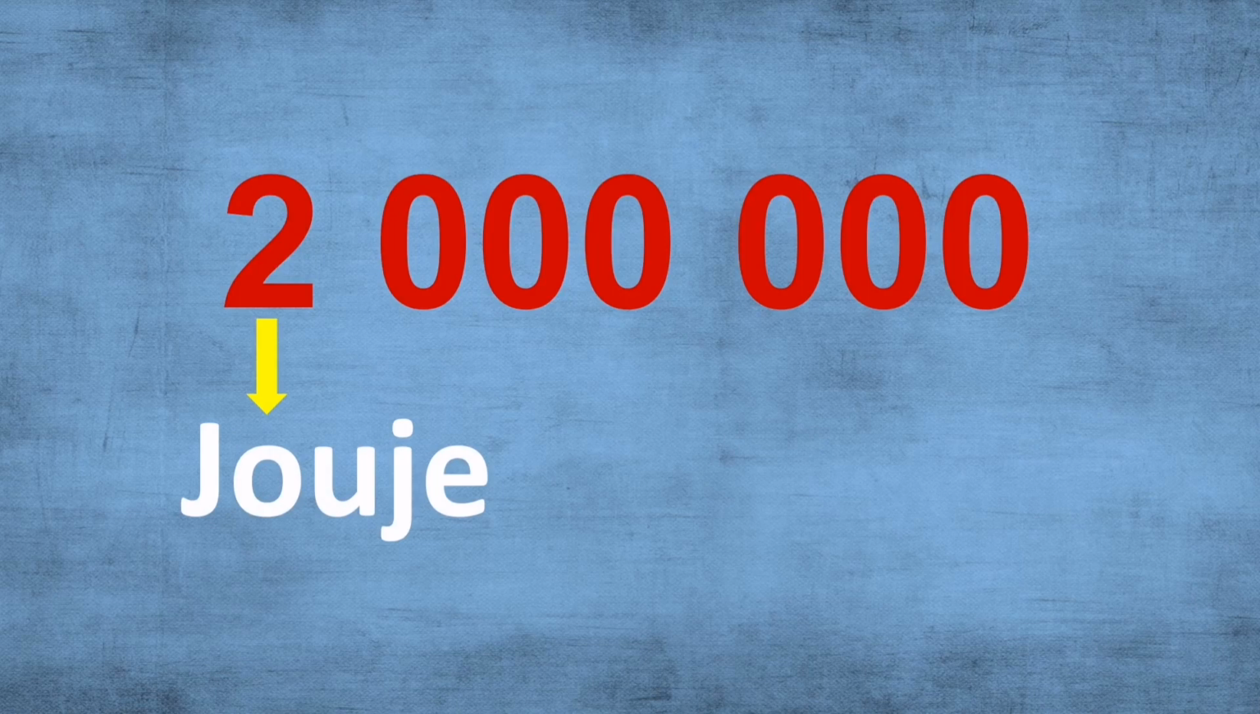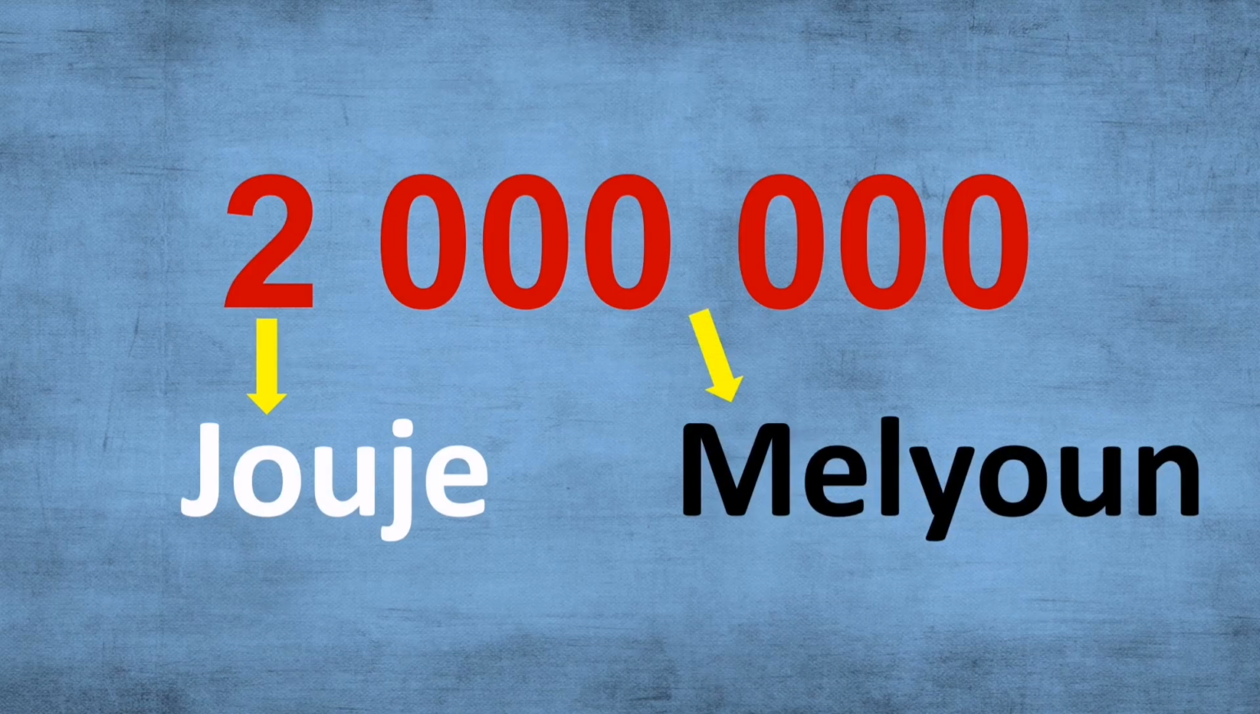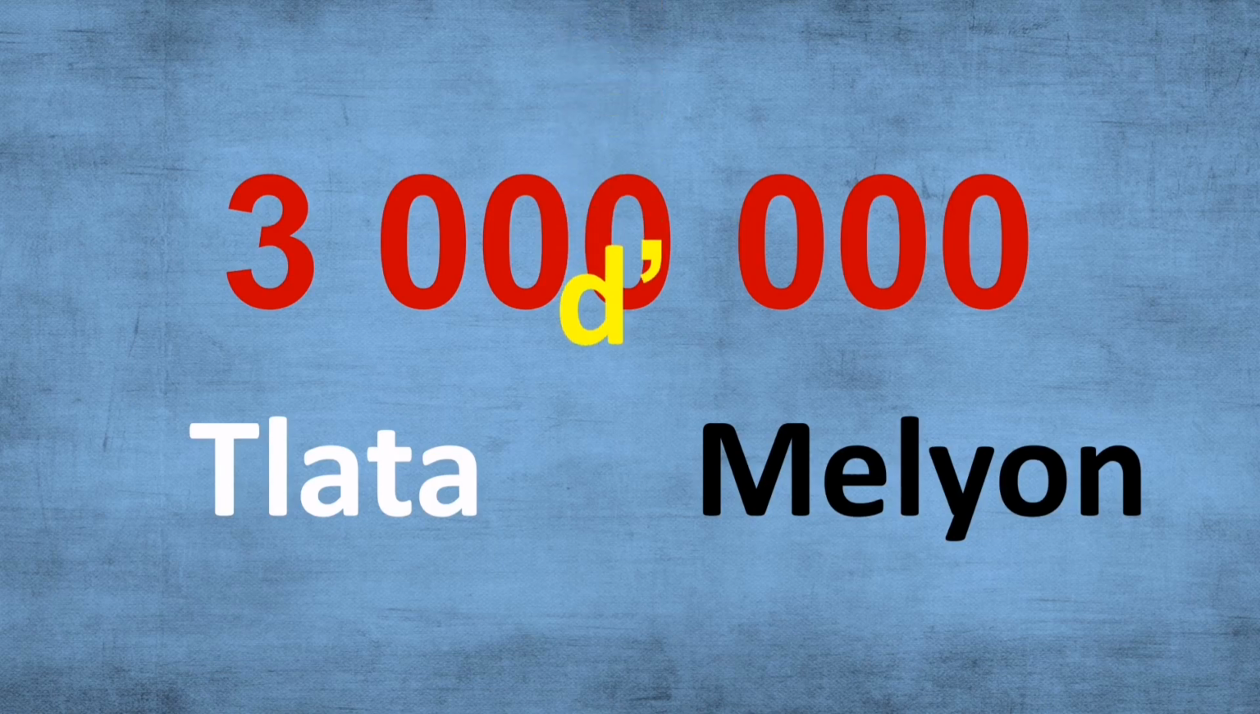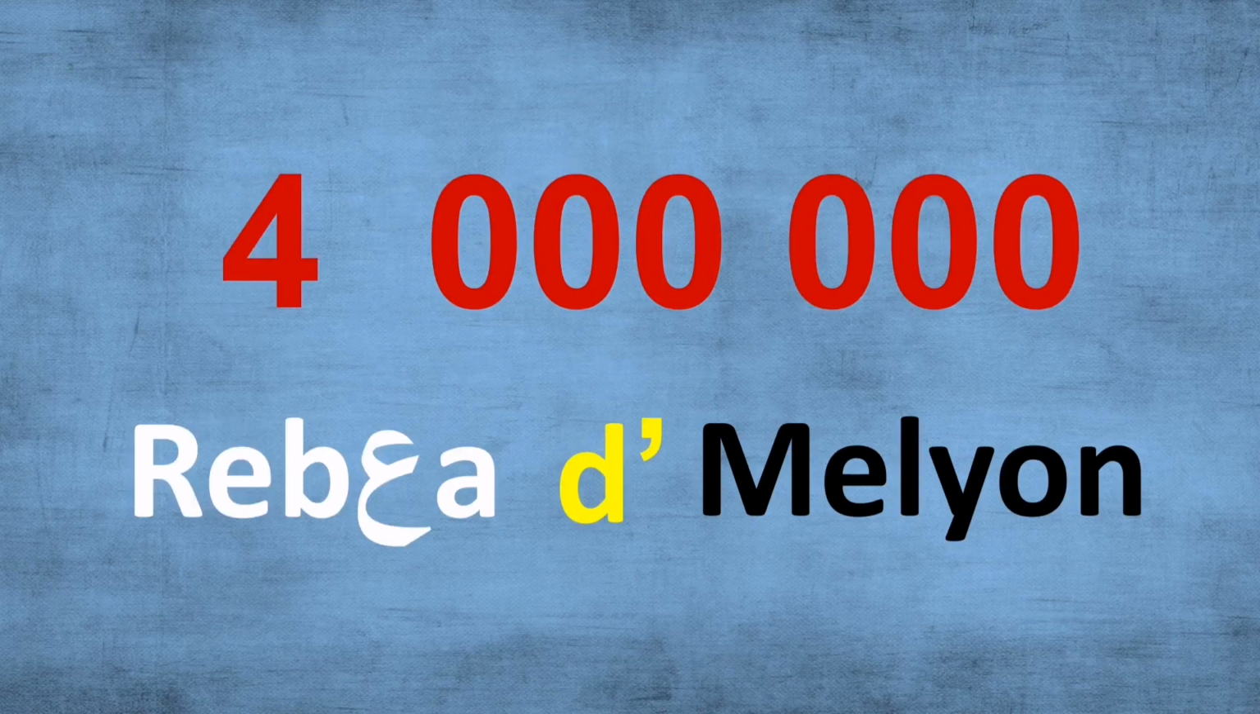Okay, let me help you. 2 is juge. And then we have million, which is million. And we connect them with letter D in the middle. So we say juge de million. Let's repeat. Juge de million. Listen carefully one more time. Juge de million.